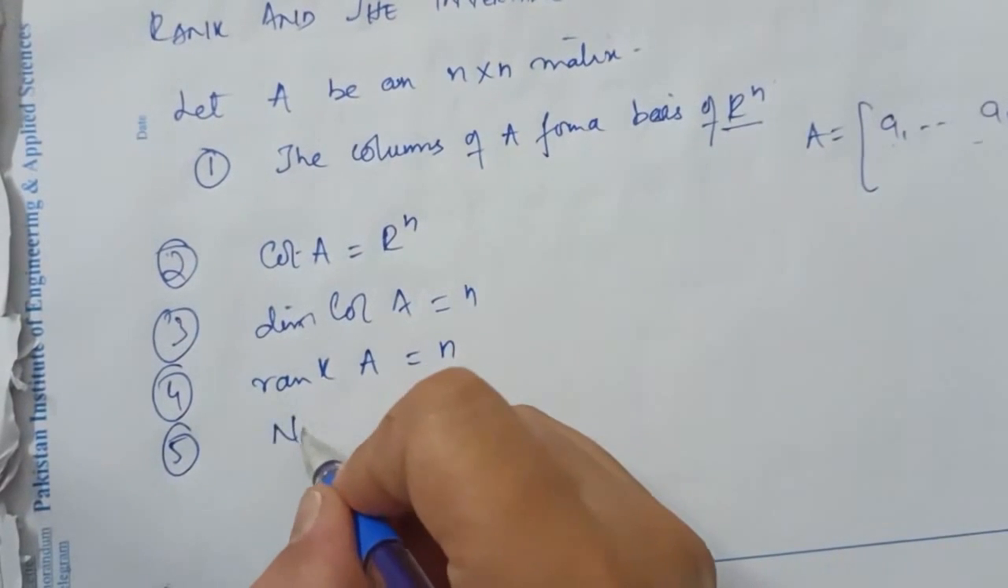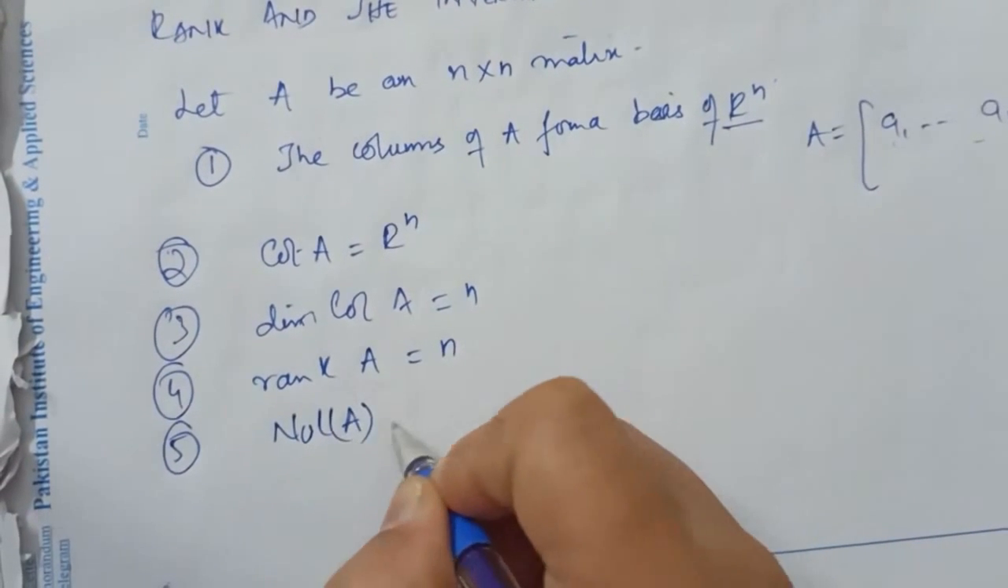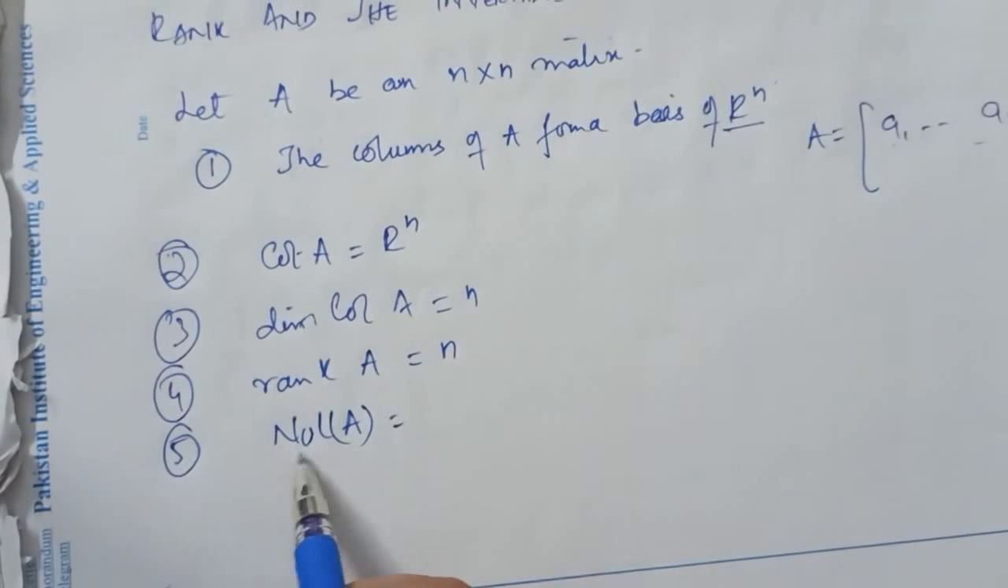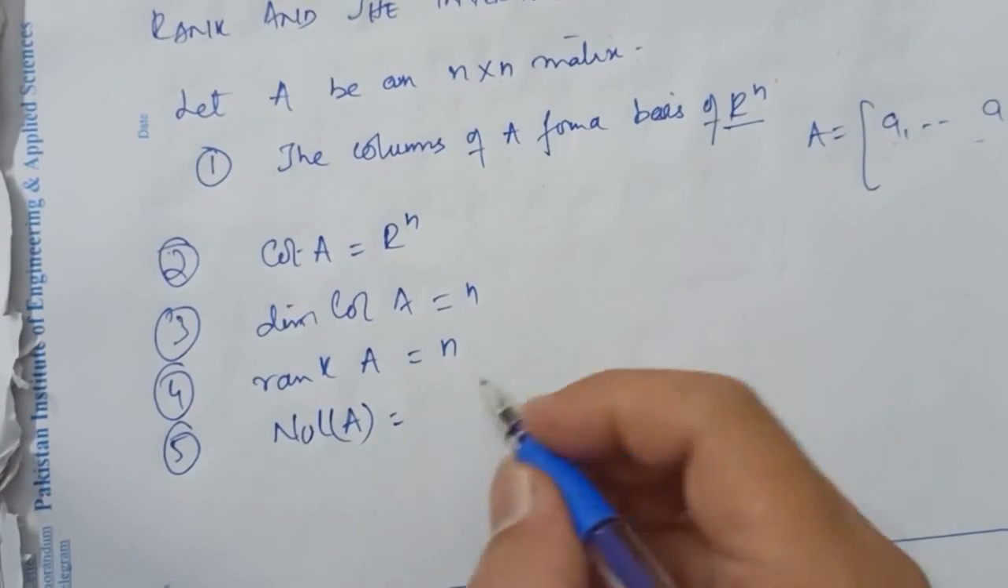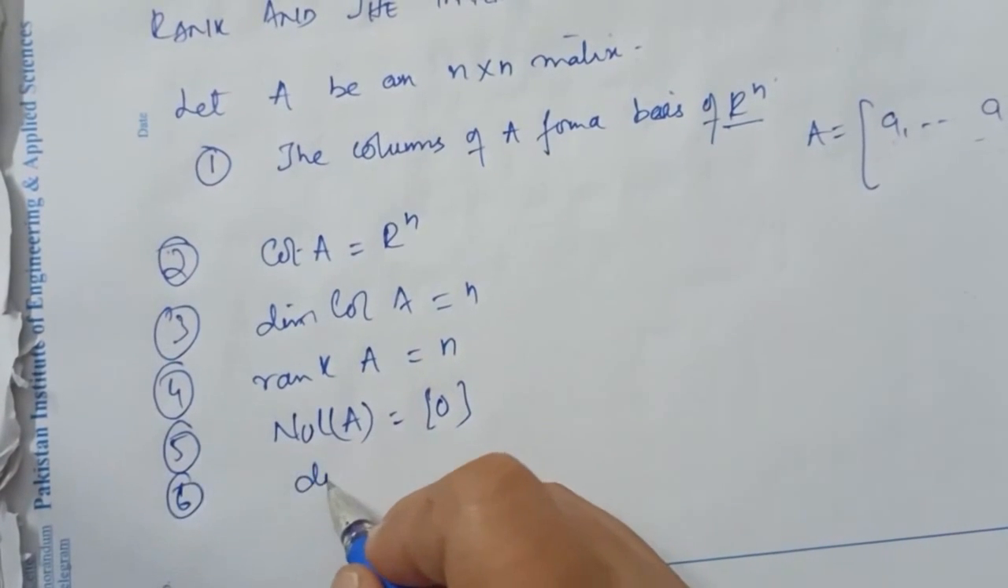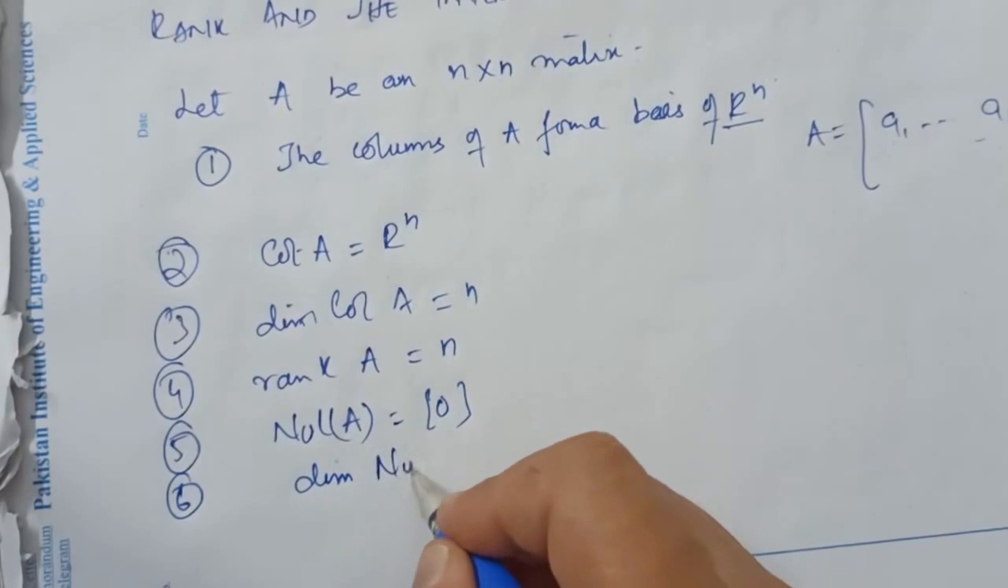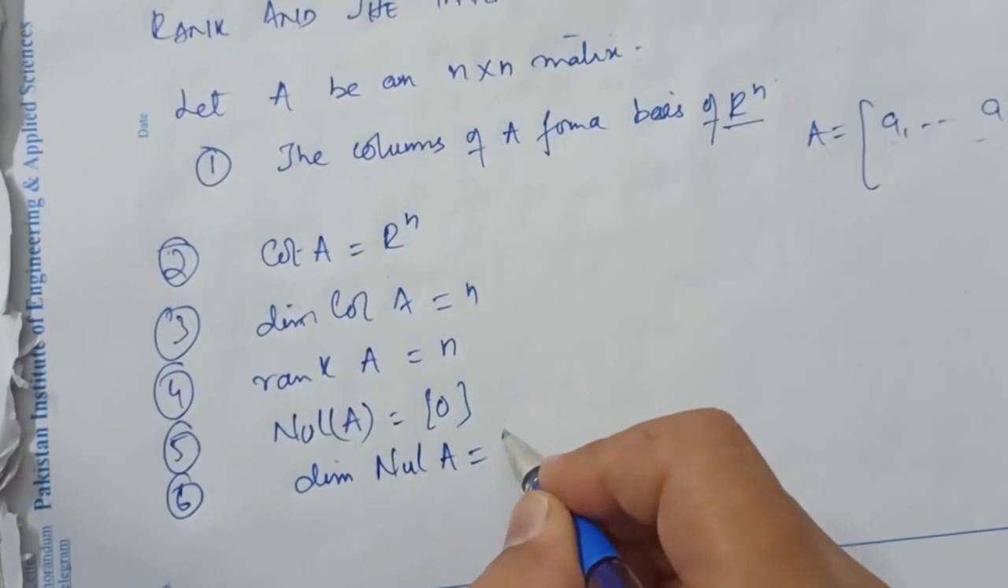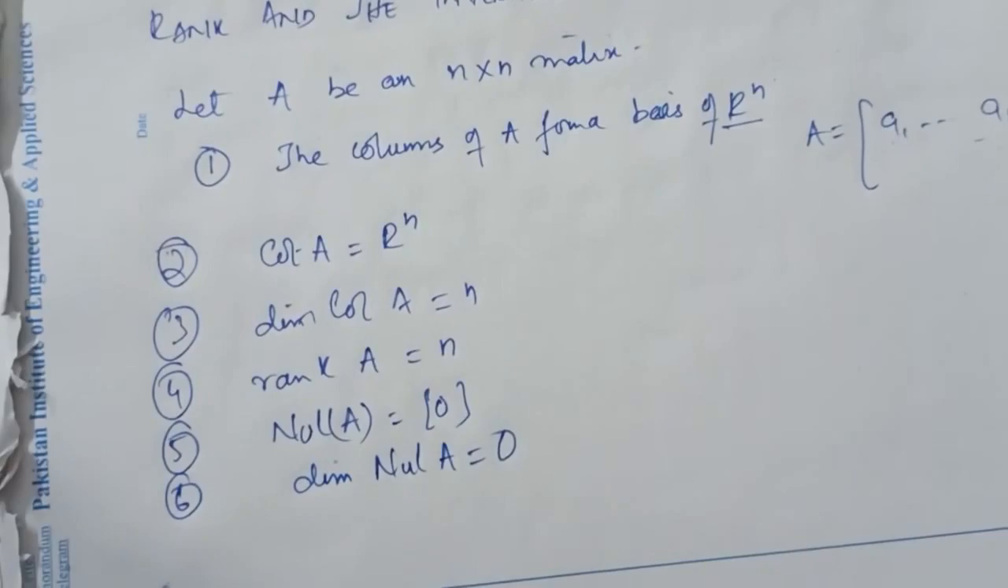And the fifth one is that the null space of A, the subspace defined by Ax equal to 0, is actually just 0. And the sixth one is the dimension of the null space of A is equal to 0. In effect, 5 and 6 are the same.